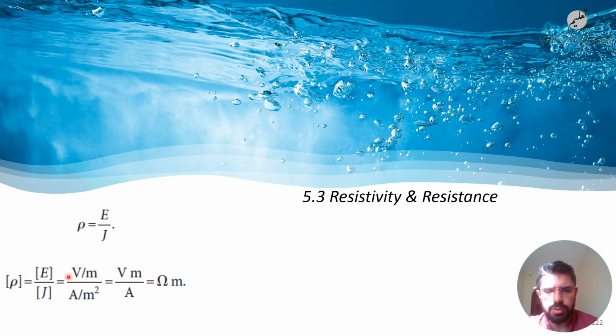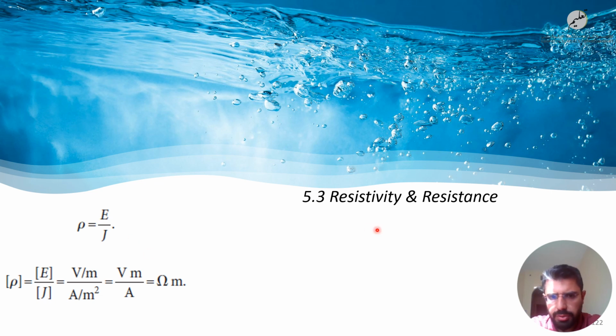So electric field, of course, as you remember, is the voltage over meter, over the current density, which is ampere over meter square. You see, I am also confused. So J is equal to ampere over meter square. So at the end, you simplify the units. You get at the end that the resistivity is equal to the ohm, which is the resistance, multiplied by meter.